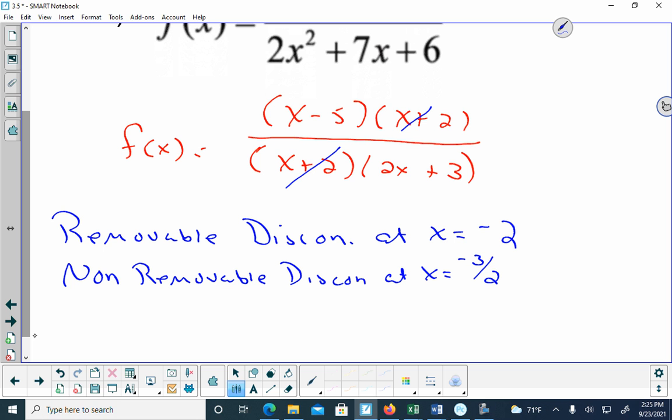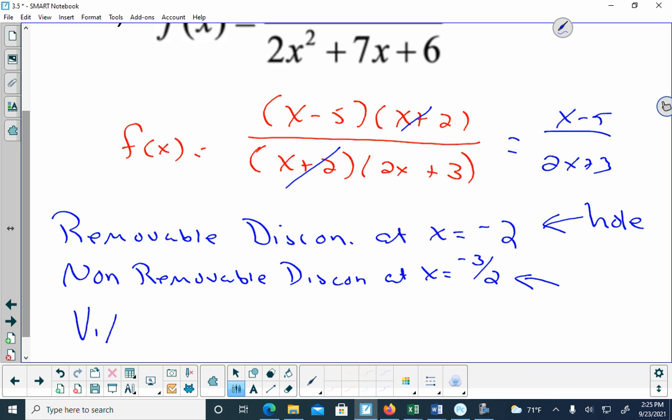If I wanted to find the limit as x approached -2, I could do that, right? I could put -2 into what's left, because this simplifies to x minus 5 over 2x plus 3. So what is formed at this -2? That's a hole. And then the non-removable forms a vertical asymptote. And if I asked you for the coordinates of the hole, you could find those too.